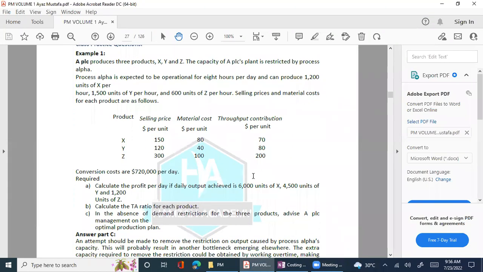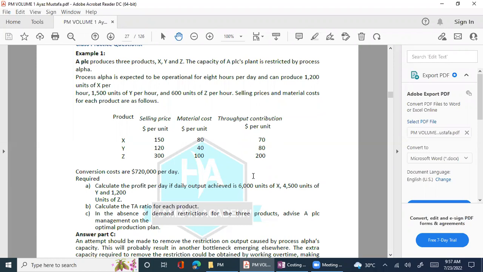Example 1. A PLC produces 3 products X, Y, and Z. The capacity of A's plant is restricted by process alpha. Here, the process is given as the binding constraint, but in most exam questions you are not given the department name that is the binding constraint. So this is example 1. Here in this example, alpha is described as a bottleneck process.